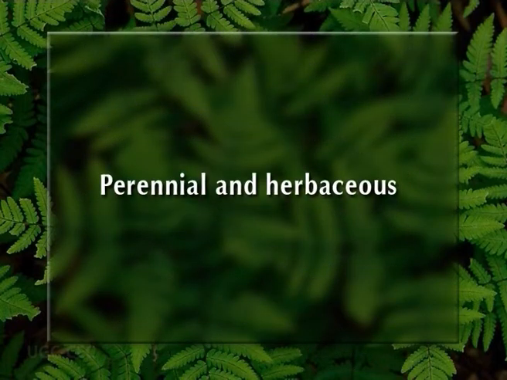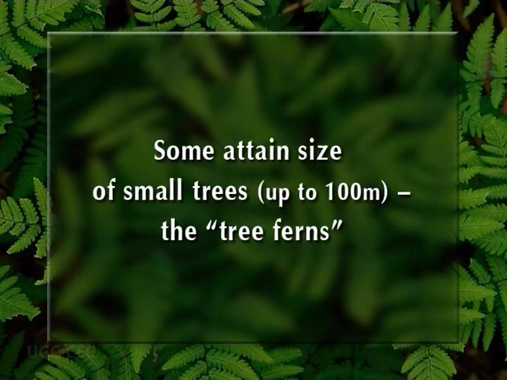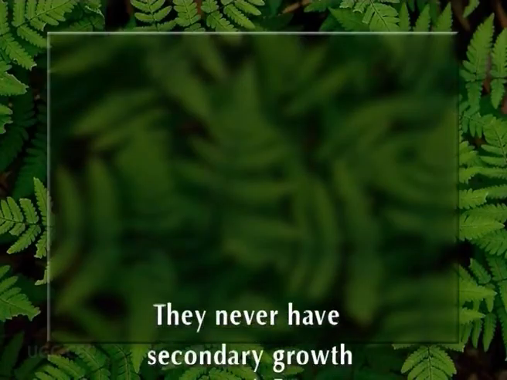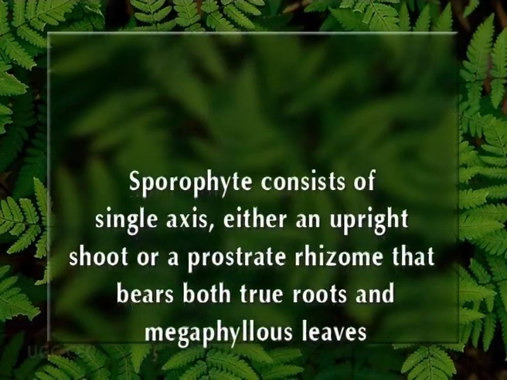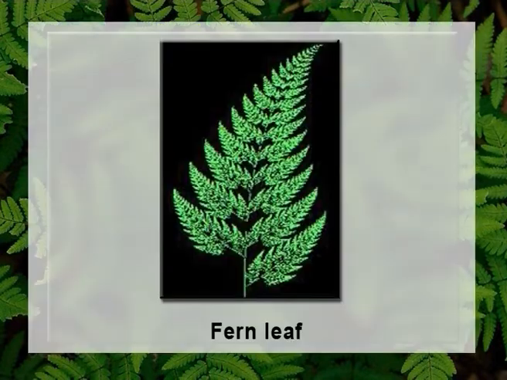All of these pteridophytes are perennial and herbaceous. Although some of these pteridophytes attain the size of small trees, up to 100 meters in height, what we commonly call tree ferns. However, they never have secondary growth. The sporophyte in pteridophytes consists of a single axis, either an upright shoot or a prostrate rhizome that bears both true roots and megaphyllous leaves. The leaves contain vascular tissue and the veins are dichotomously branched.